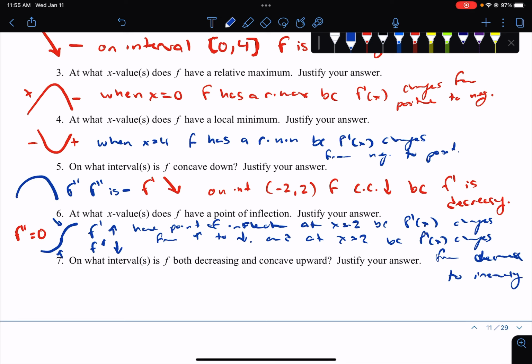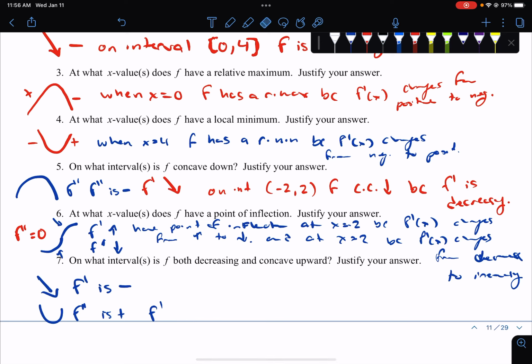All right, number 7, on what intervals is f decreasing and concave up? Justify my answer. All right, so it wants to know, when is f decreasing and when is it concave up? Well, if f is decreasing, I know that that happens when I have a negative slope. So that means f prime is going to be negative. And if f is concave up, then I know that f double prime is positive, which means that f prime has a positive slope or is increasing.